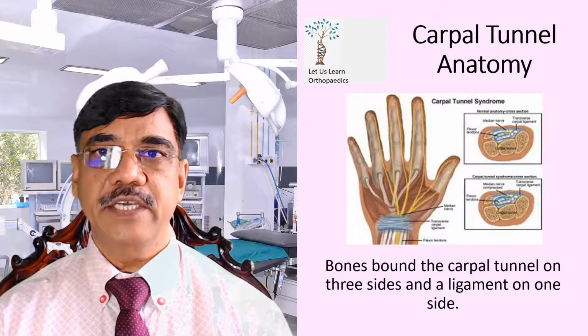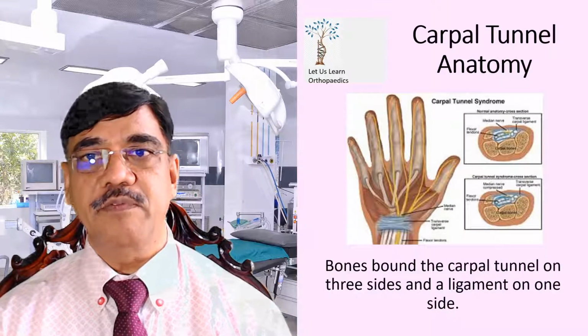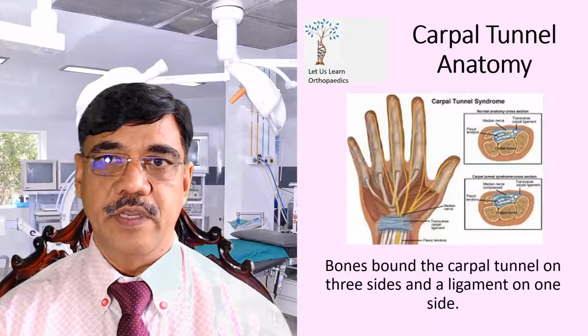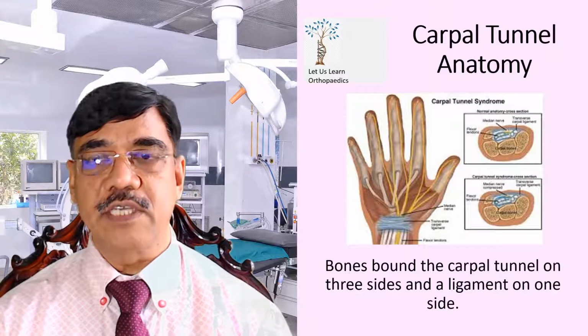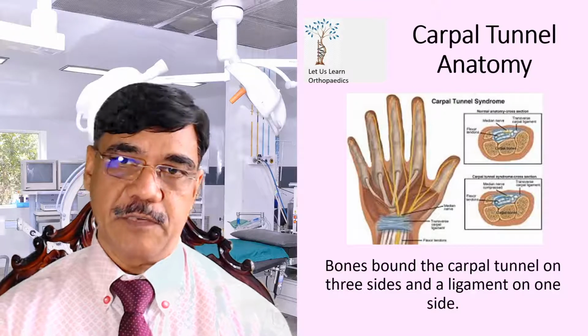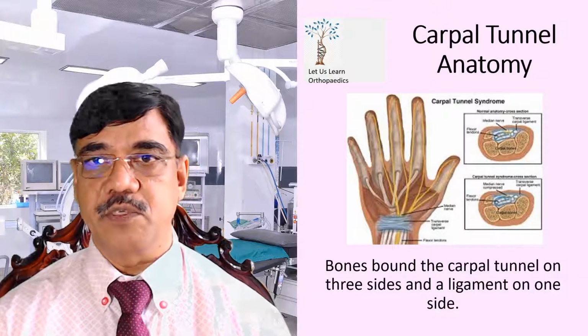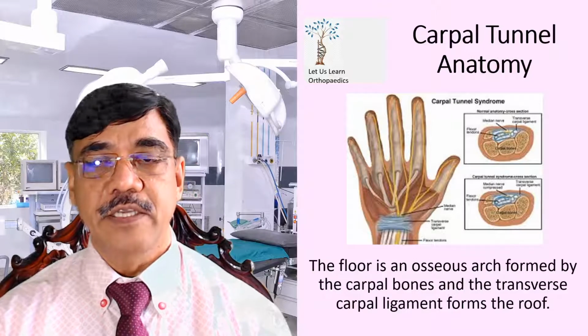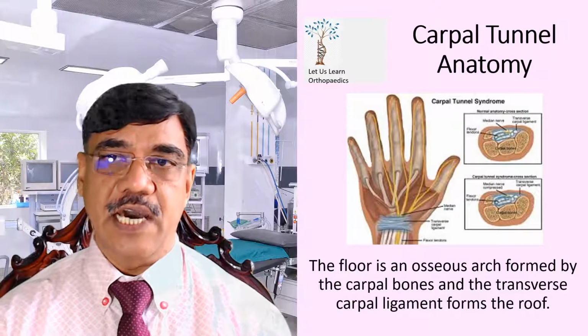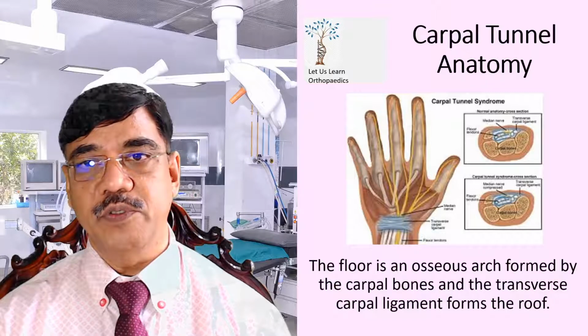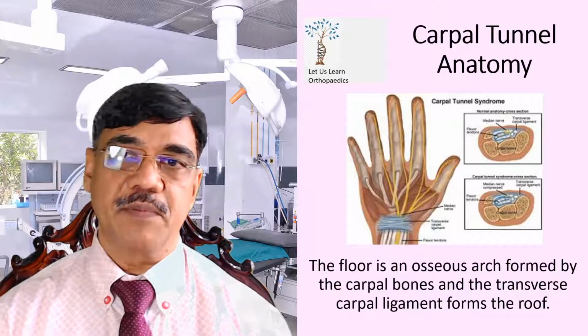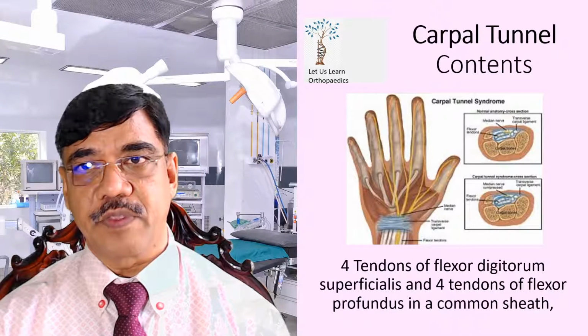If you look at the anatomy of the carpal tunnel, bones bound the carpal tunnel on three sides and a ligament on one side, as this picture shows you particularly. The floor is an osseous arch formed by the carpal bones, and the transverse carpal ligament forms the roof.